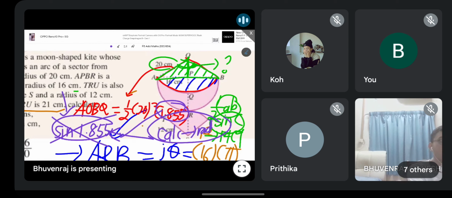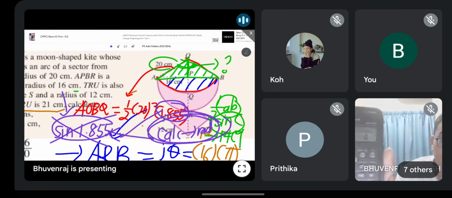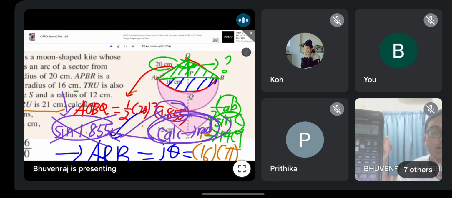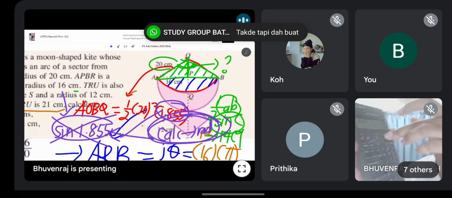Okay guys, so do you all know how to change calculator mode to radian? Who doesn't know how to change from degree to radian? I can show you. So basically you look at your calculator. I have only the FX570 MS, guys, so other models I'm not so sure. I think you all use this model, right? FX570 MS. Okay, so basically you go to your mode, press mode.